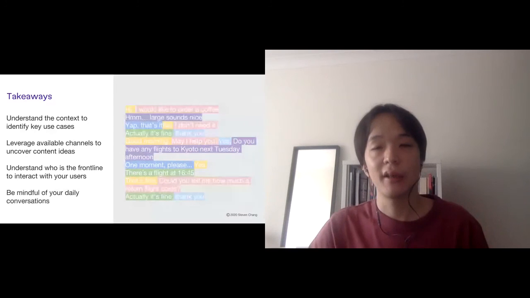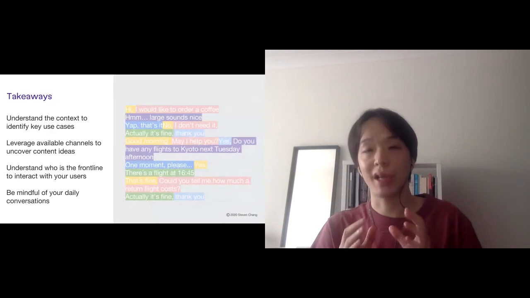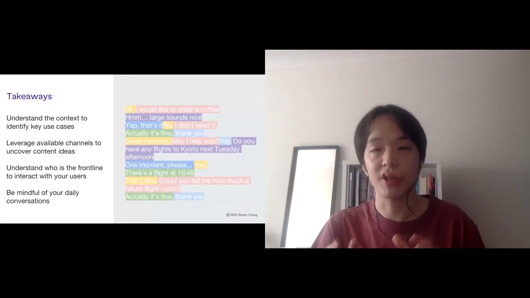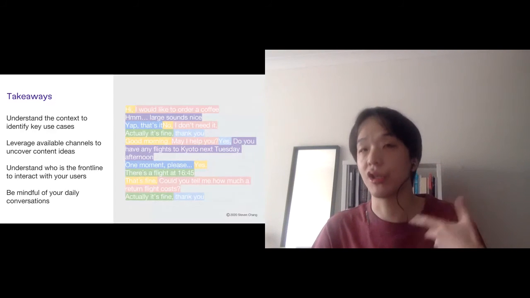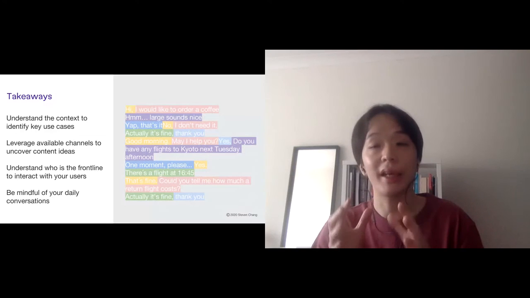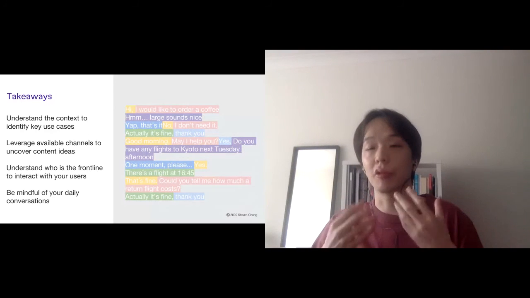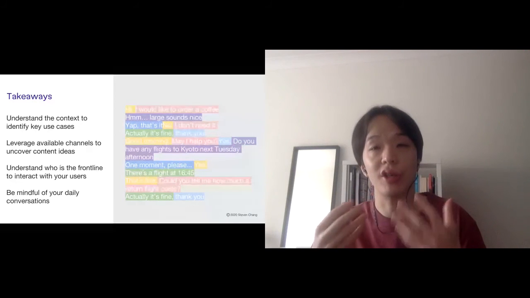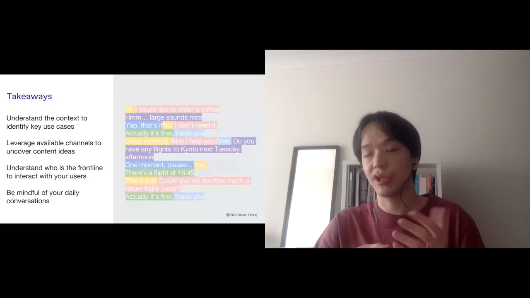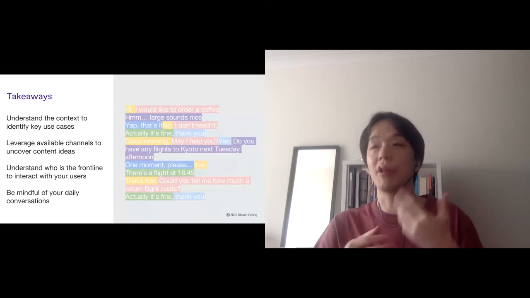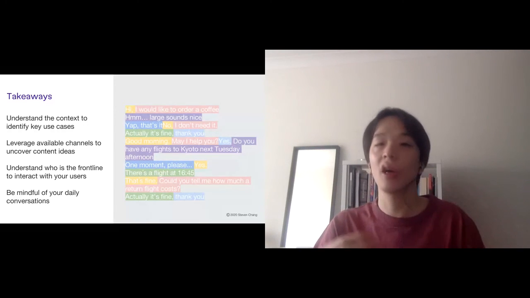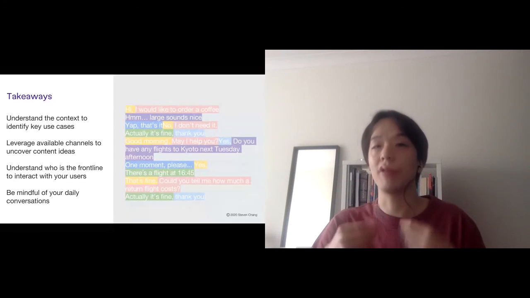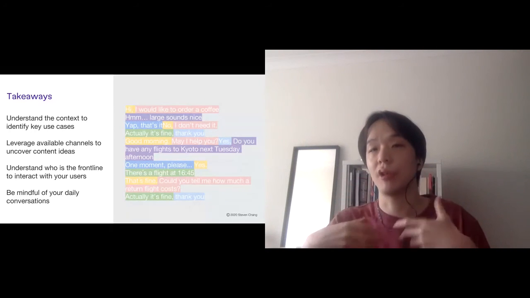Last but not least, for voice and conversational design specifically, if you can be mindful of your daily conversations and test out your voice and conversational design in daily conversation, you will be able to get some first-hand insights to inform your design decisions. So just test it out whenever you have a new design, with your friends, coworkers, or a stranger, when you want to test some conversation you designed.